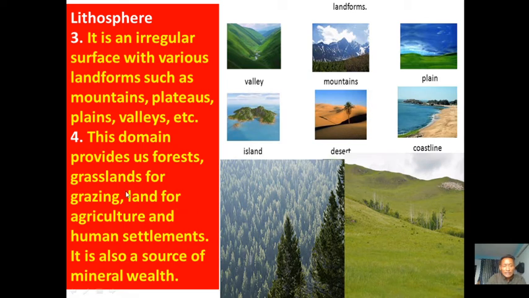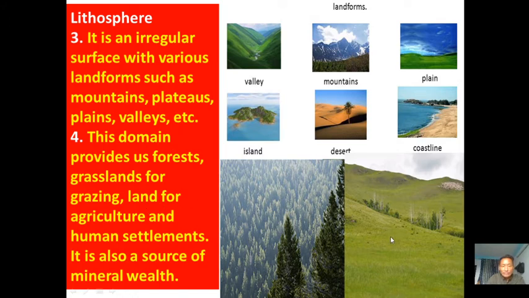Grasslands are mostly used for grazing animals. Here we have herds of sheep. These sheep are eating the grasses. That is called grazing. So grasses are mostly used for grazing animals or livestock.